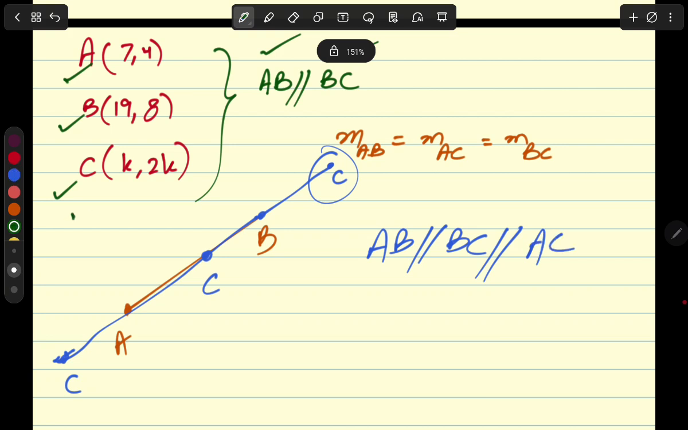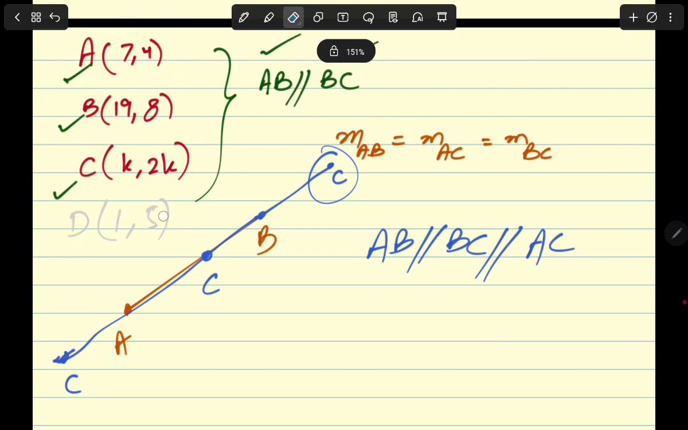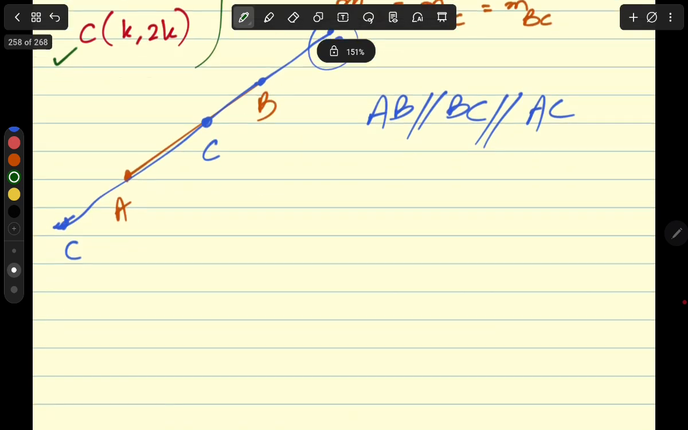However, if you were given something like another coordinate D 1,5, I don't know, and it said that AB was parallel to DC, then you would strictly take these coordinates to calculate the gradient of DC and use these 2 points in order to calculate the gradient of AB. However, that's not the case here, so we'll forget about it. So now let's try to solve it.